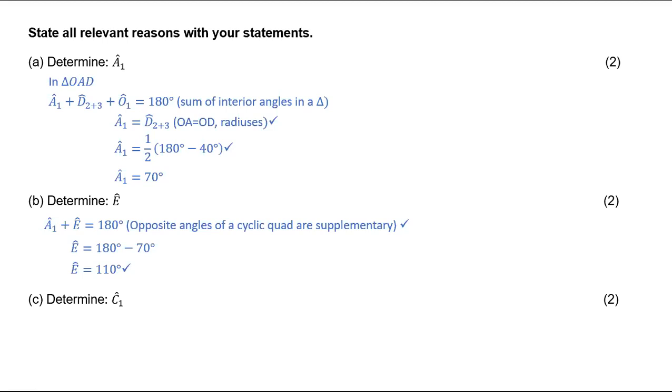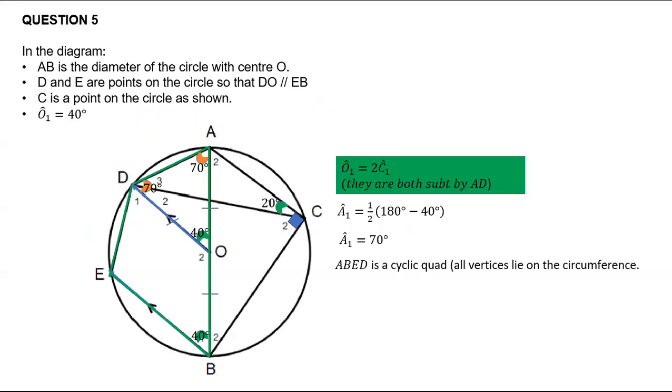I think I do have information about C1, don't I? Yes, I do. I know that C1 is half O1, because O1 is twice C1. Angle at the center is twice angle at the circumference, but only if they're subtended by the same arc or same chord. Here it was easy because it was a chord. It's a straight line, all right, whose endpoints lie at the circumferences of a circle. That's what a chord is.